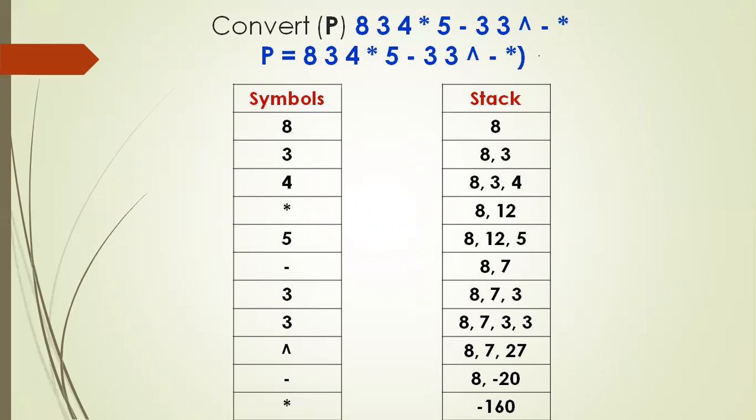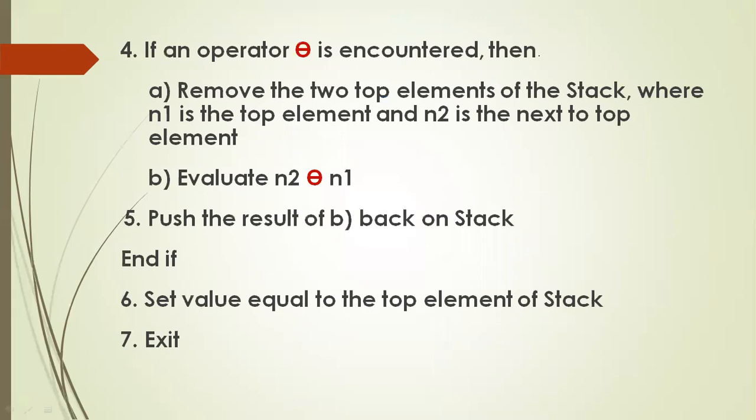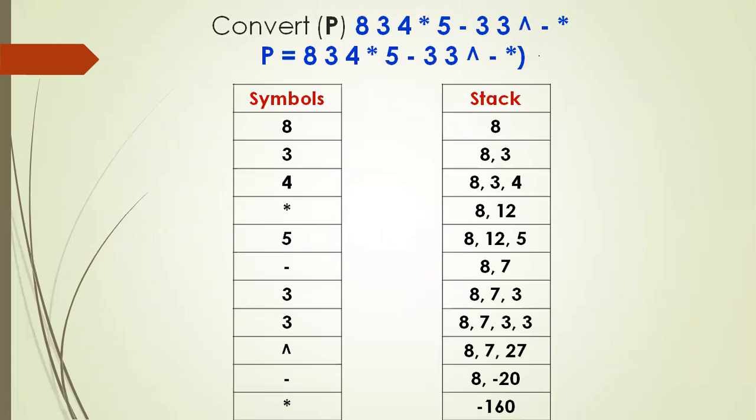Next go to next symbol. Next symbol is again 4. That is also an operand. Whenever operand comes, what you have to do? You have to push it onto stack. So your stack contains now 8, 3, 4. Next symbol is star. Star is an operator. What you have to do if an operator is encountered? If an operator is encountered, remove the top 2 elements, where N1 is the top element and N2 is the next to top element.